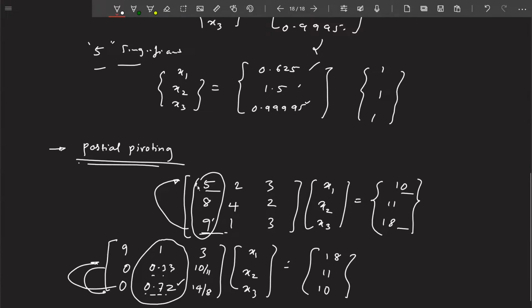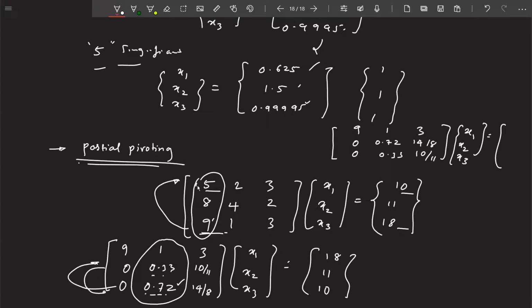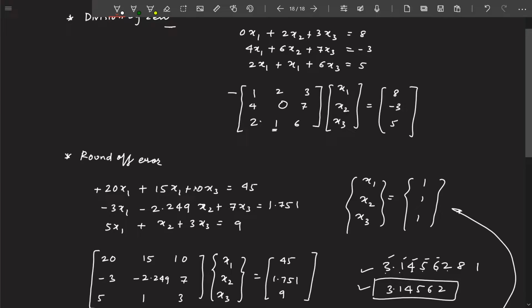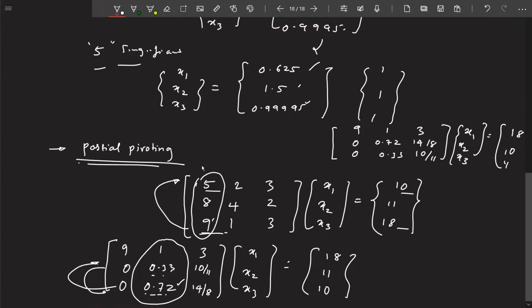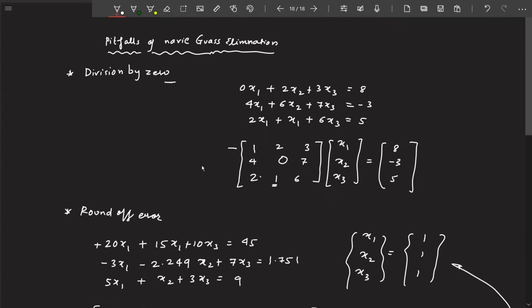Once you do that, what is going to happen? This is going to be 913. This is going to be 0.72. This is going to be 14 by 8. This is going to be 0.33. This is going to be 10 divided by 11. This is going to be x1, x2, x3, and so on. So this is just an example. I just wanted to show you what happens in partial pivoting.